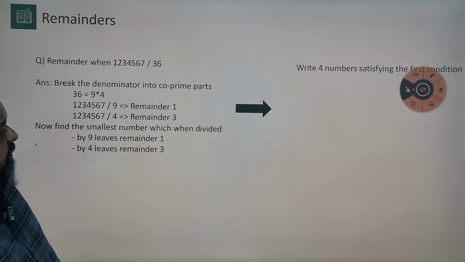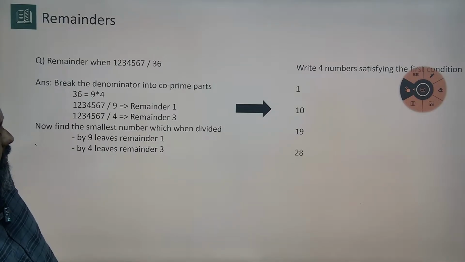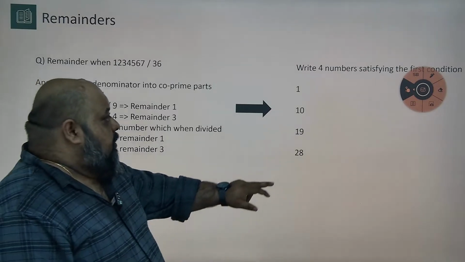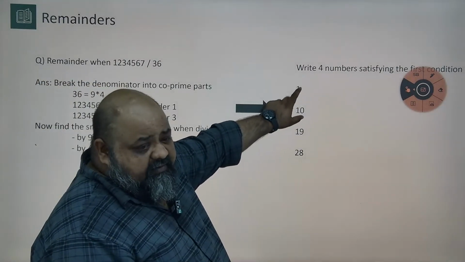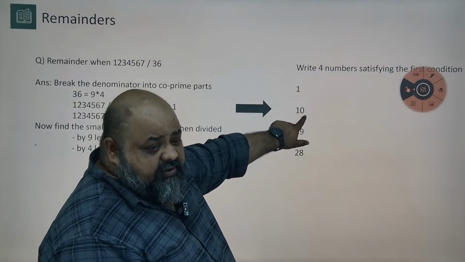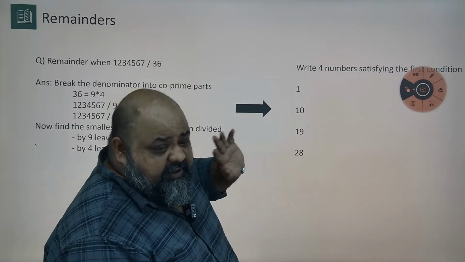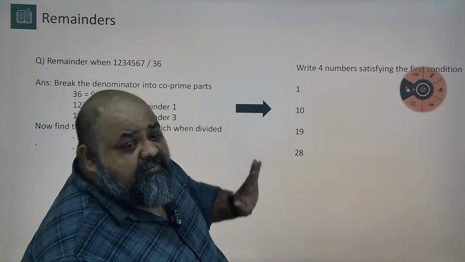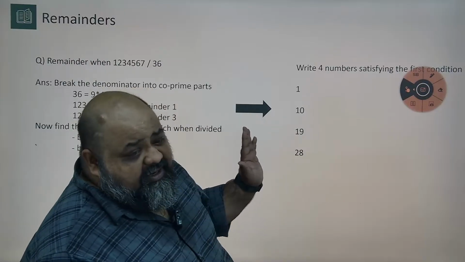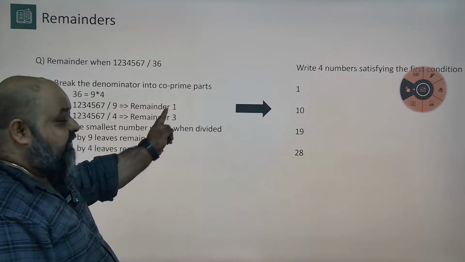Right, numbers at... okay. 1, 10, 19, 28. 1 को 9 से डिवाइड करोगे रिमाइंडर 1 है. 9 plus 1, 10 को 9 से डिवाइड करेंगे रिमाइंडर 1 है. Plus 9, 19, plus 9, 28. For all of these numbers, when divided by 9, remainder is 1. The first condition is satisfied.